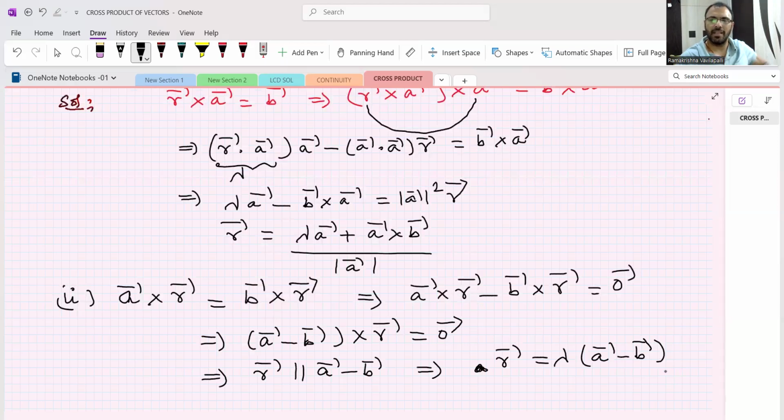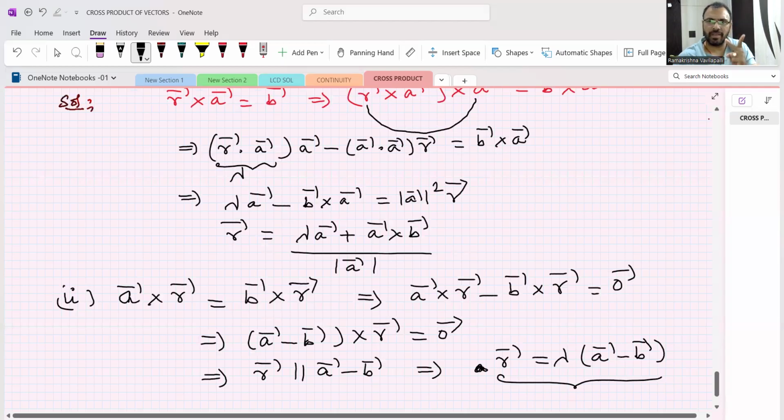So here R bar, A bar, B bar, out of these three vectors, 2 will be given. You have to find out the third vector. Out of these three vectors, 2 will be given. You have to find out the third vector.